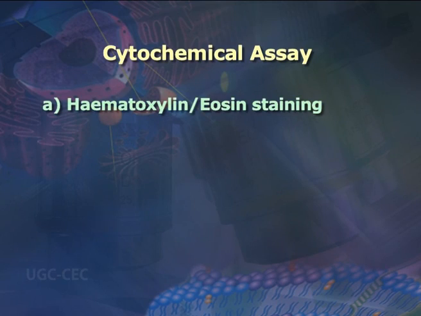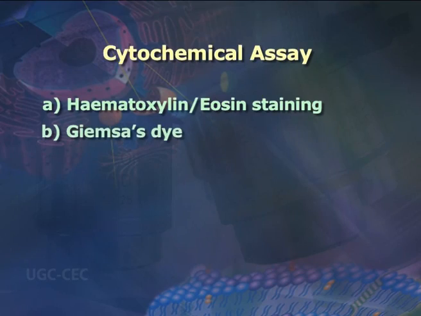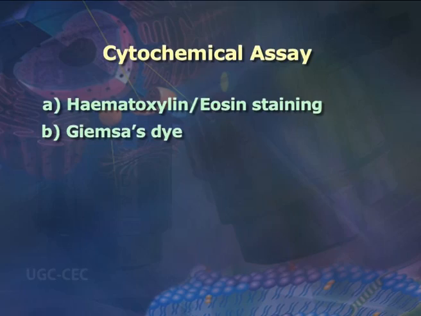Hematoxylin eosin staining: wash the fixed cells quickly in distilled water and maintain in Carazzi's hematoxylin solution for 8 minutes. Again wash the cells in distilled water and stain with eosin for 2 minutes, followed by a wash in tap water. Giemsa's dye: in this staining, cells are stained for 10 minutes in a 10% Giemsa solution in filtered seawater, then washed in distilled water.